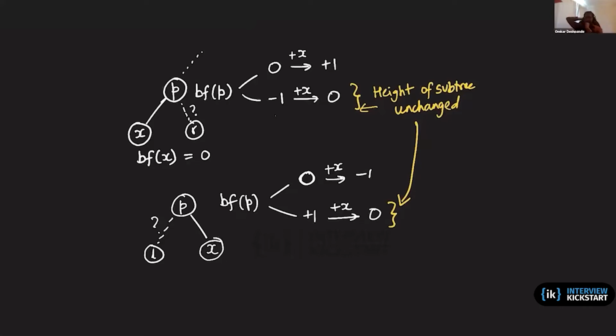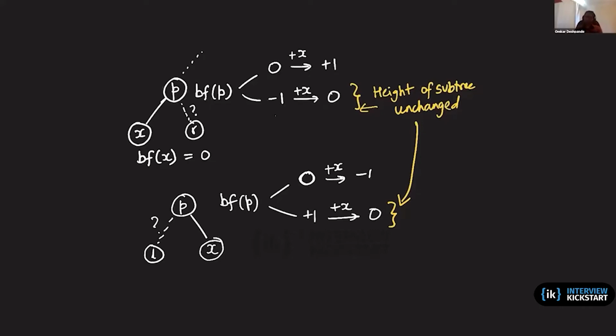But at least the parent is not going to be imbalanced. And in fact, if the parent becomes balanced, then we are guaranteed that all ancestors will be fine. There will be no repercussions on ancestors above.